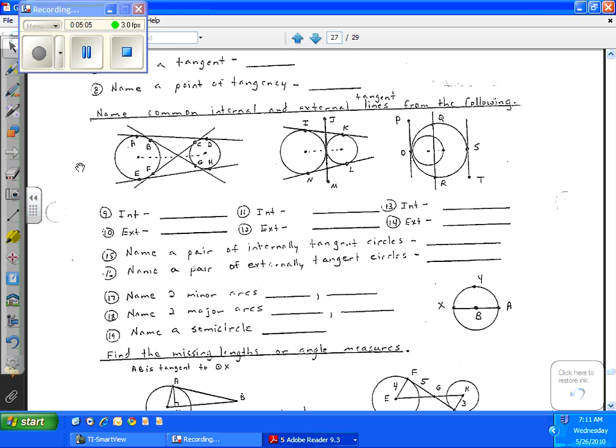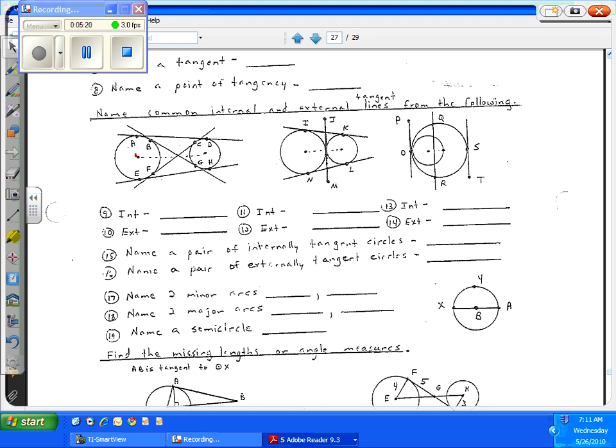Common internal and external tangent lines. A common tangent line is a line that intersects two coplanar circles. It is said to be internally tangent if it passes through the segment that joins the centers. It is said to be externally tangent if it does not pass through the segment that joins the centers. So we want to identify what we call the segment of centers. We want internal tangent lines, so that would be a line tangent to two coplanar circles that passes through the segment of centers.